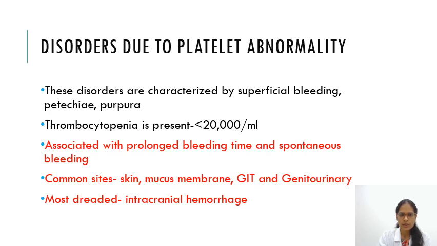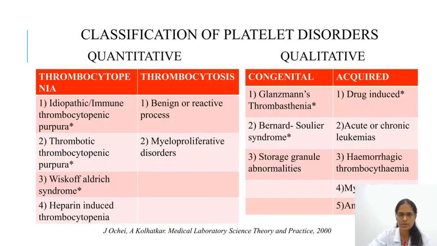Thrombocytopenia is present when the platelet count is less than 20,000. Normal platelet count is 1.5 to 4.5 lakhs. So bleeding manifestations occur only when platelets are present below 20,000 per ml. These are associated with prolonged bleeding time and spontaneous bleeding. Most common sites are skin, mucous membrane, GIT, and the most dreaded complication is intracranial hemorrhage.